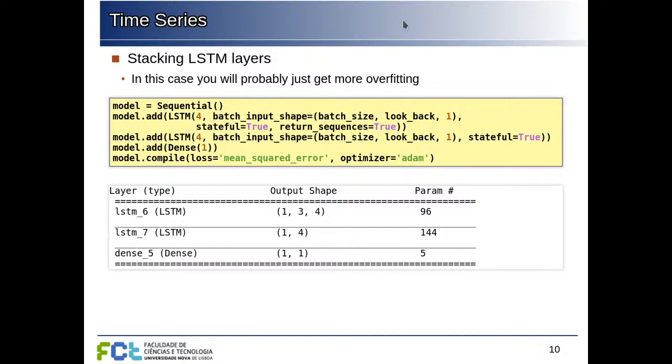Of course, in this particular case, if you try this, my guess is that you'll just get more overfitting. At least my results were not very good when I tried this one, because this is a very simple problem, and if you just stack layers and increase the power of the network, you'll start losing the ability to generalize beyond the training set. But you can experiment with this just to understand how you can stack these layers if you want to.